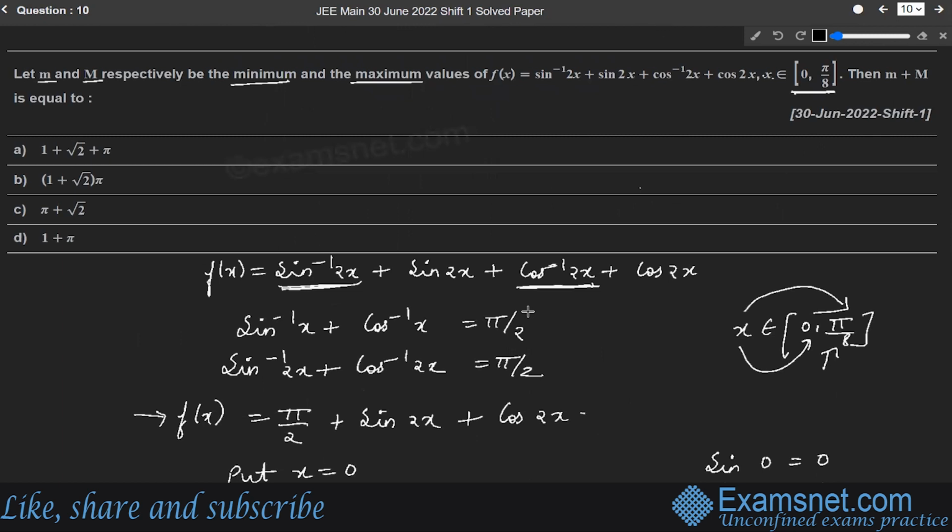From all the options, option A is the correct option, which is 1 plus root 2 plus pi. I hope you are clear with this question.